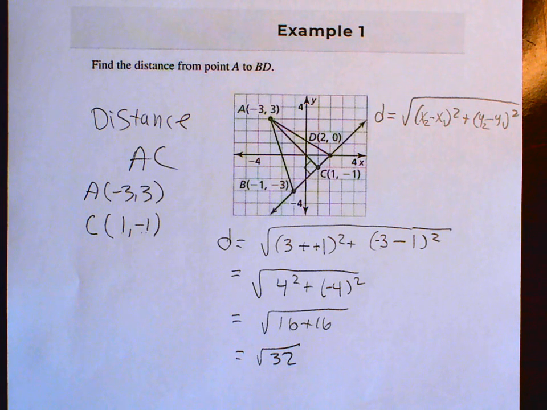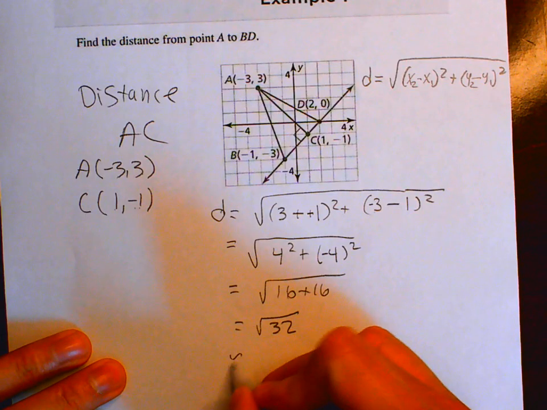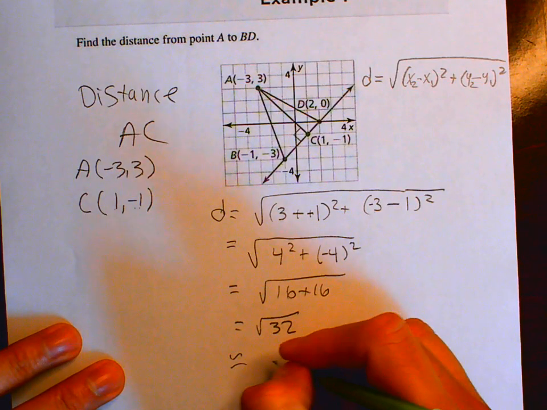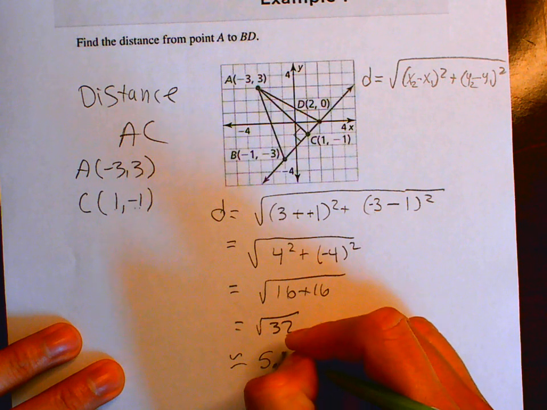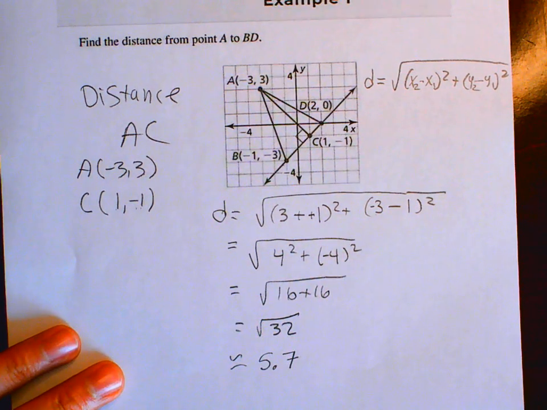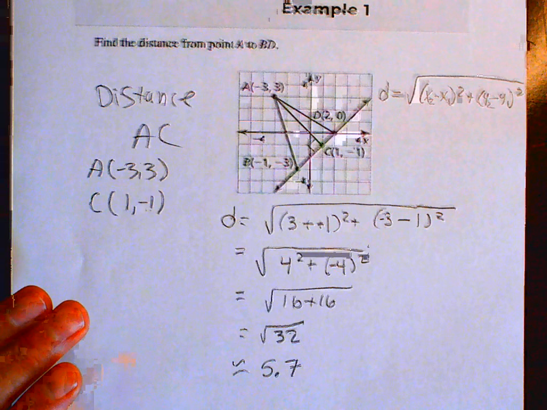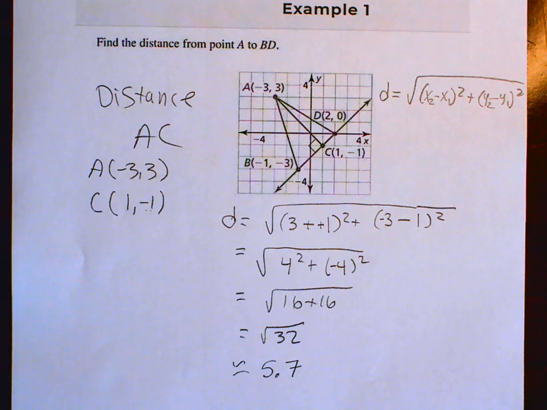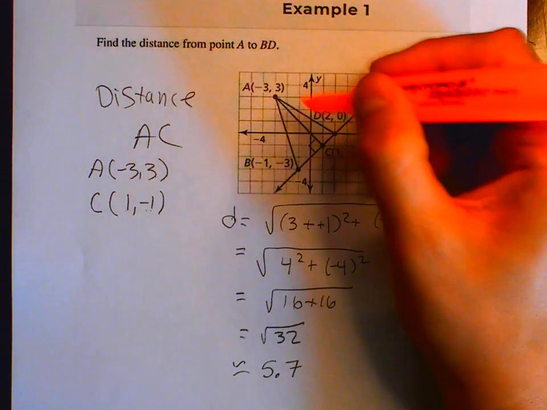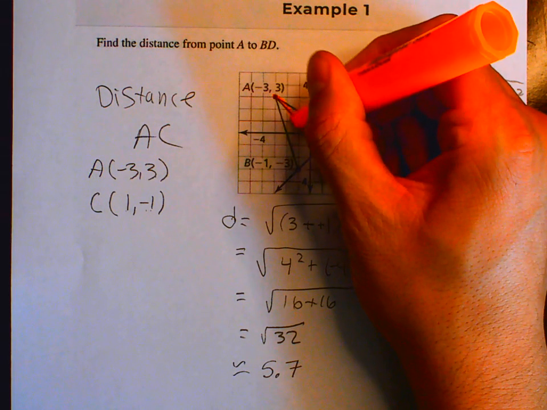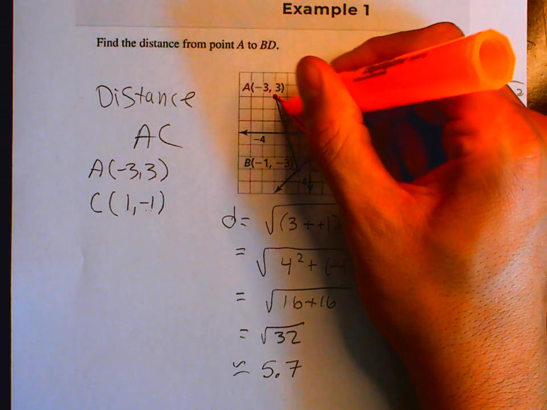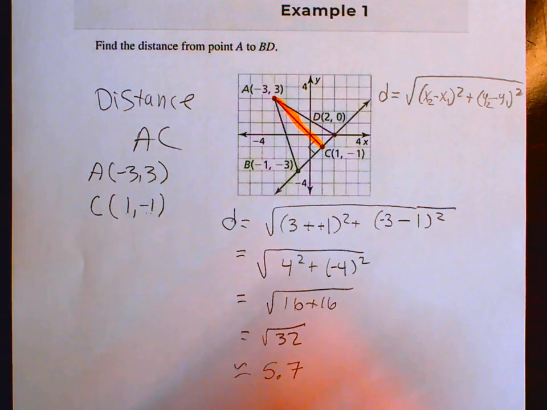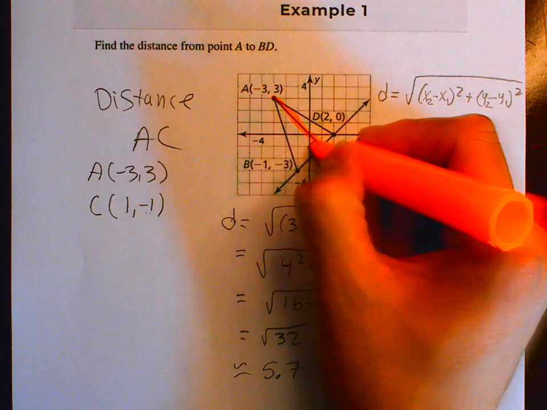So the square root of 32 to the nearest 10th is going to be approximately 5.7. So always pay attention to see how they want you to round this up. Okay, so what we just did is we found the distance from A to C, because that is the shortest distance because it is a right angle right there.